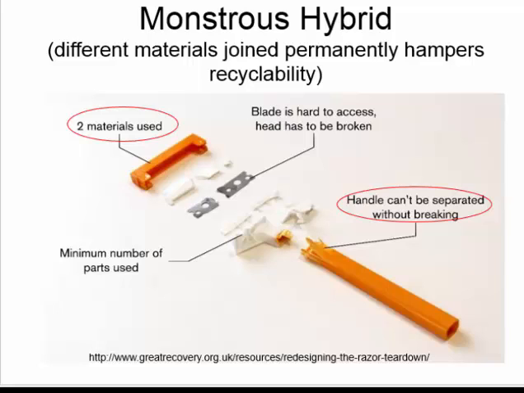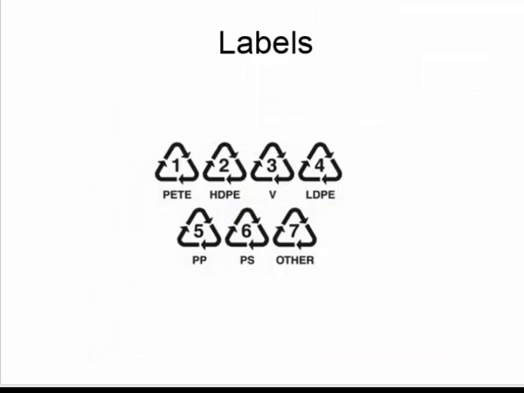So reducing material variety and reducing glues and things like that that join different types of materials together are two important ways to facilitate recycling or remanufacturing. Another way to do that, of course, is with labeling different components, so recyclers, remanufacturers, and so on can see what those components are made of and determine what to do with them, basically, at the end of the life.